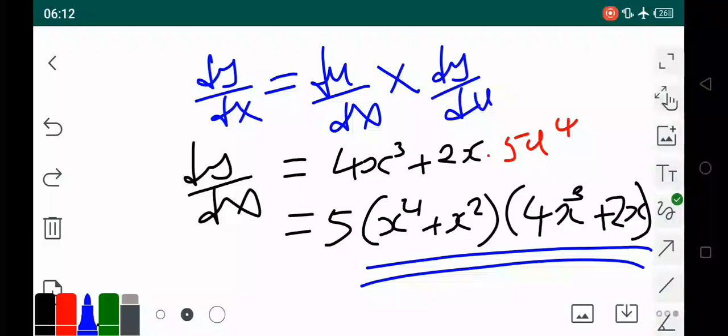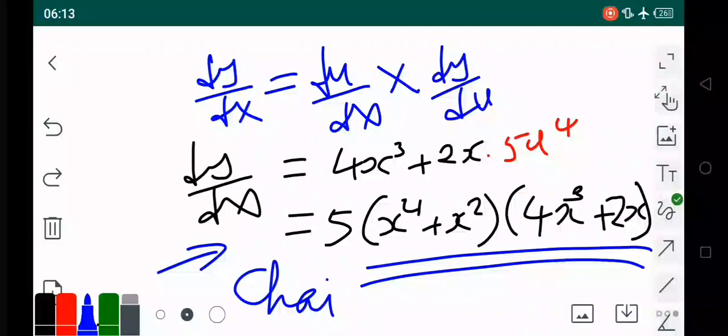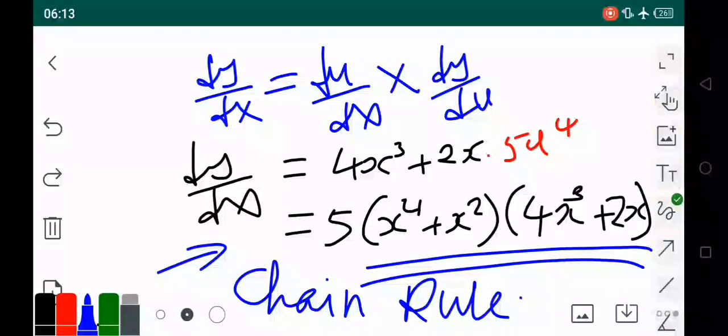So this is basically some of the fundamentals of what differentiation is about, and this is what we call the chain rule. You have to make sure that you understand the basic principle of calculus before we go to integration, okay?